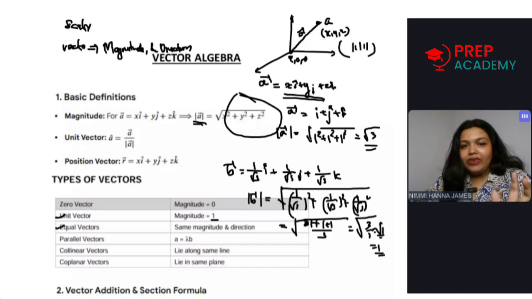Then parallel vectors. If we can express a vector A and another vector B in this way, A is equal to lambda B, then we can say that they are parallel vectors.